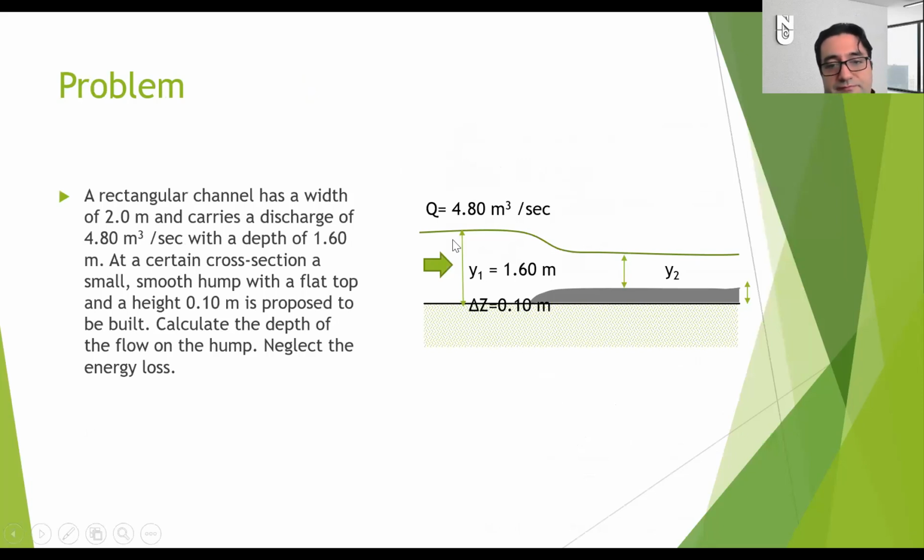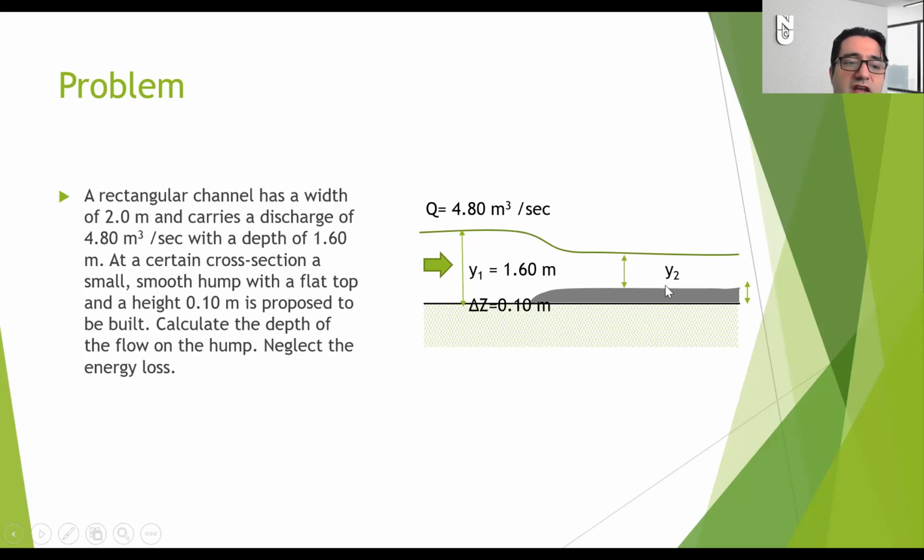Okay, so the problem is this. We have a rectangular channel, and the width of the channel is 2 meters. It carries a discharge of 4.8 cubic meters per second. The original depth is 1.6 meters, which means the depth of the upstream flow. This flow is experiencing a hump. It is smooth. This is quite a typical setup. The height of the hump is given as 0.10.